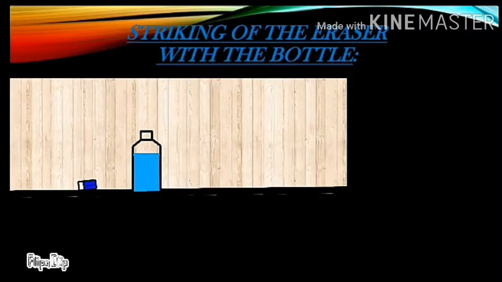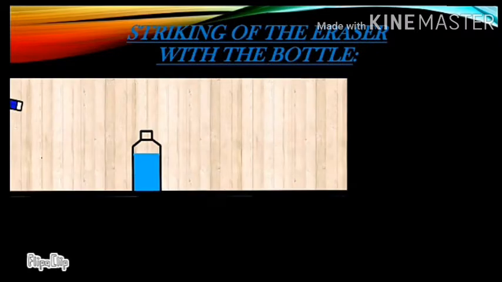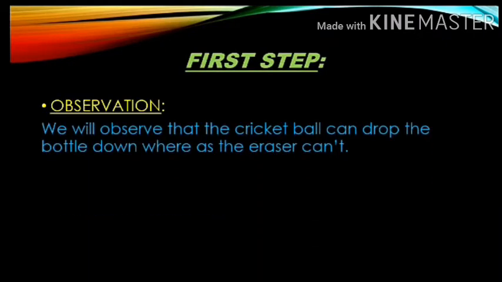Striking of the cricket ball with the bottle. Striking of the eraser with the bottle. Observation. We will observe that the cricket ball can drop the bottle down whereas the eraser cannot.